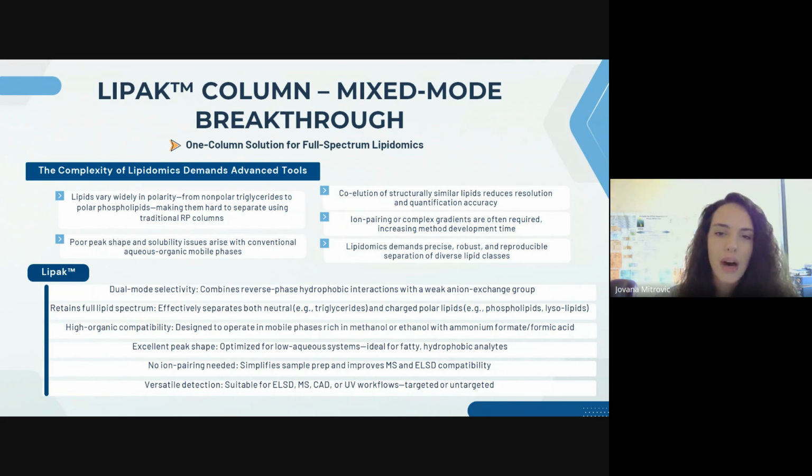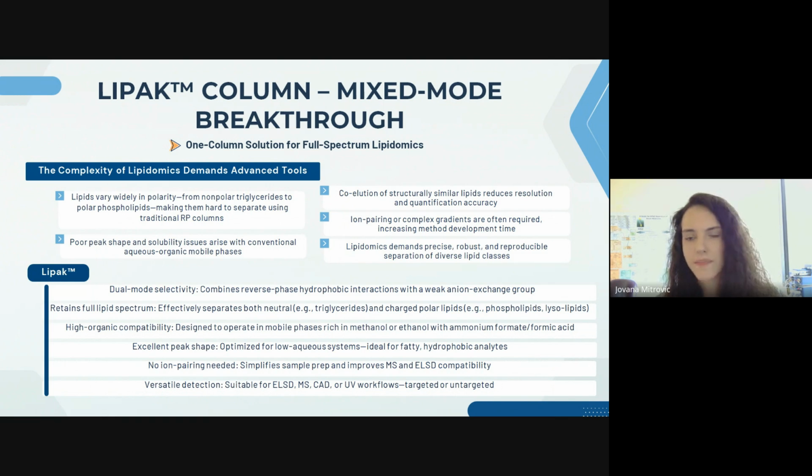Let's now talk about lipids, which pose a unique challenge in chromatography due to their diverse structures. One of the most difficult areas is lipidomics, where we need to separate a wide range of lipid species, from completely non-polar to more complex amphiphilic molecules like phospholipids. Phospholipids, for example, have polar head groups and non-polar fatty acid tails. And this amphiphilic structure makes them difficult to resolve on traditional reverse phase columns.